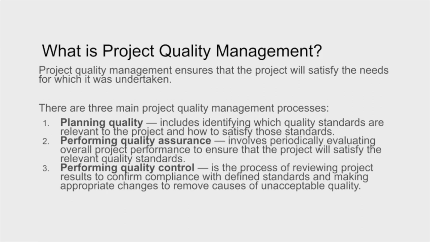Next, it is really the actual performance of the quality control. It's really the process of reviewing project results to confirm that we've complied with what we said we were going to do. So we've established these defined standards, and we need to make any appropriate changes if there are some deviations found and remove causes of unacceptable quality to ensure that we maintain the standard.